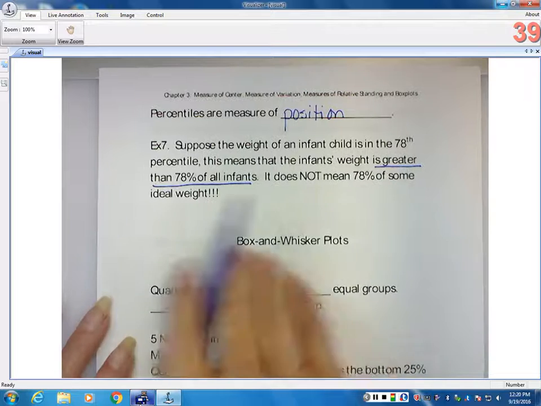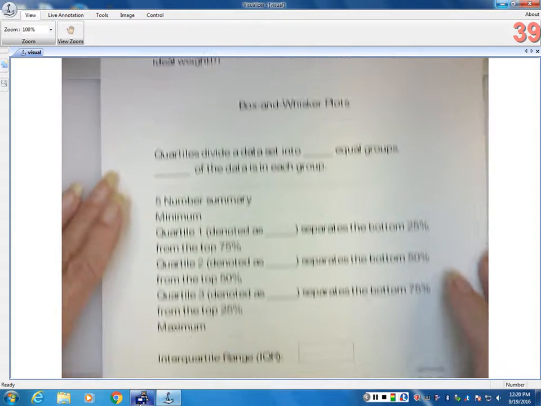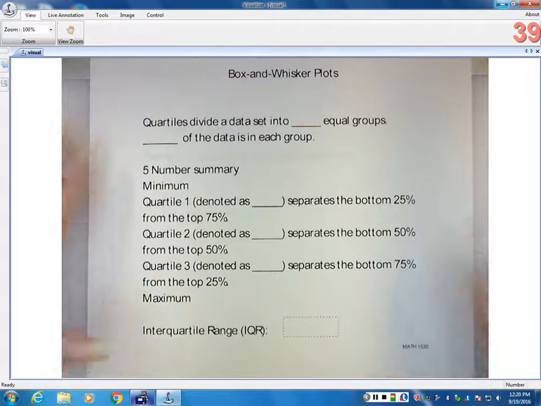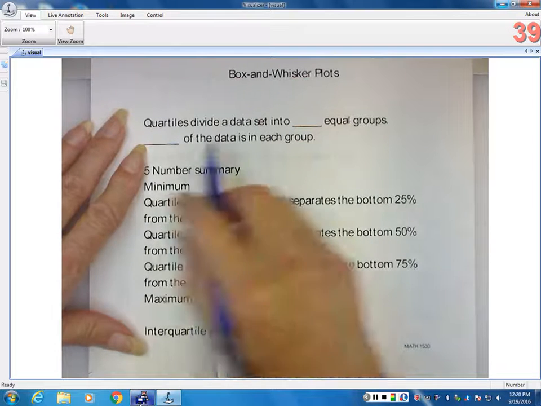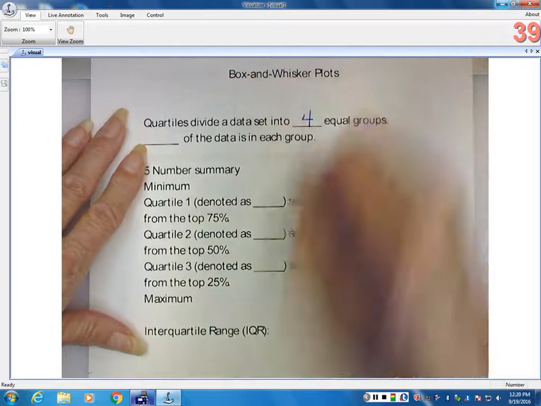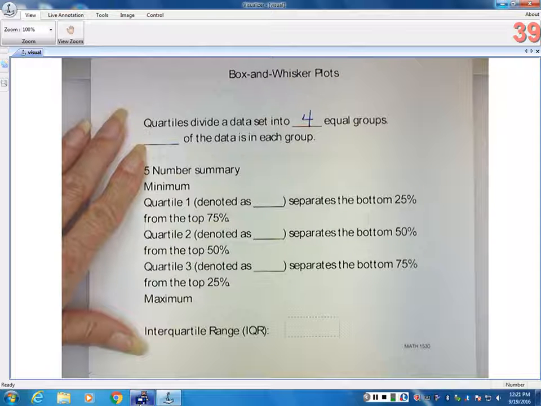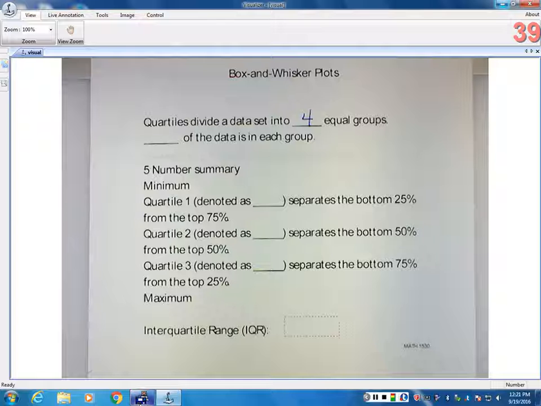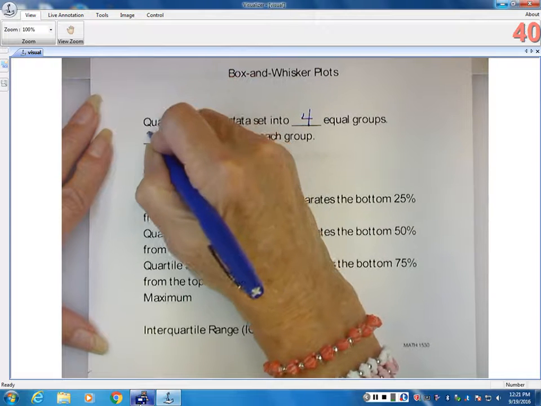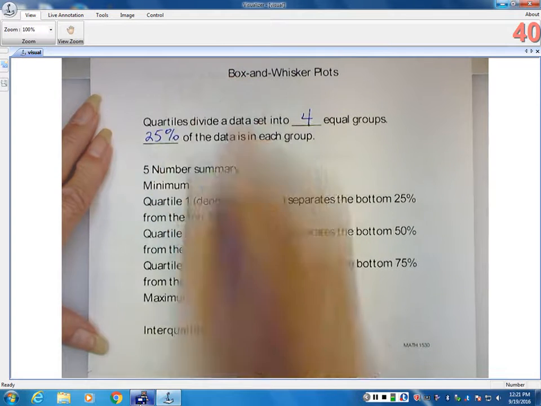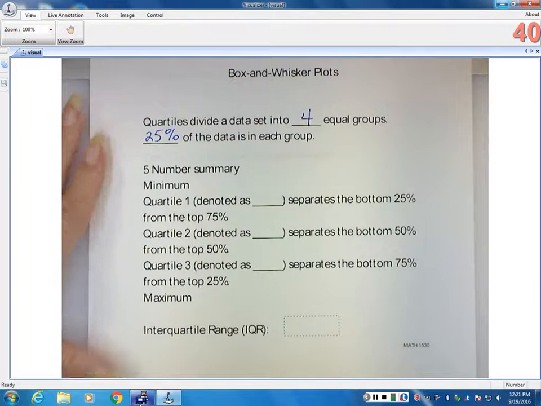And the reason we talk about that is because when we do box and whisker plots, we're talking about measures of position among the data set. The quartiles divide the data set into 4 equal groups regardless of the value. They just rank order the data and sort it out into 4 boxes, and there's 25% of your data in each box. So 25% of the data is in each group.